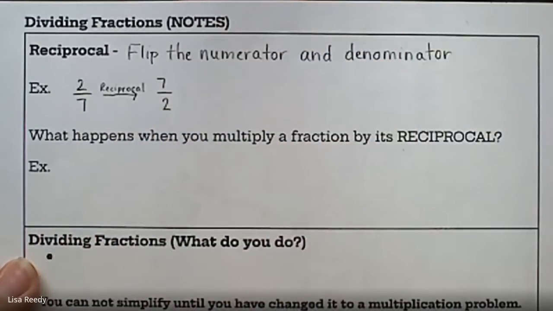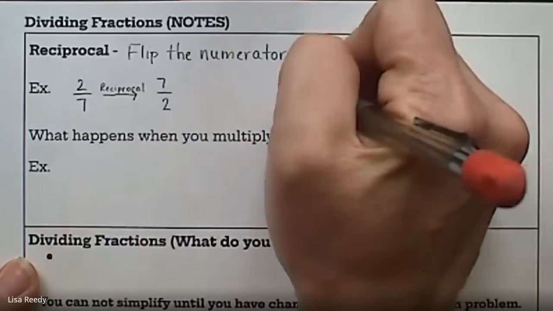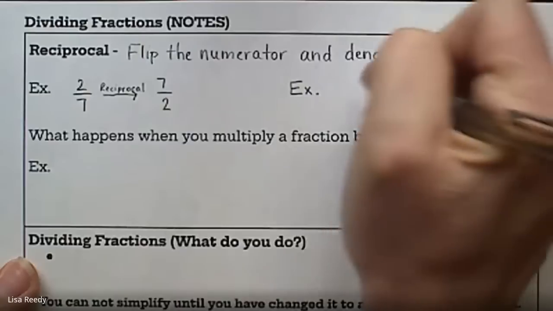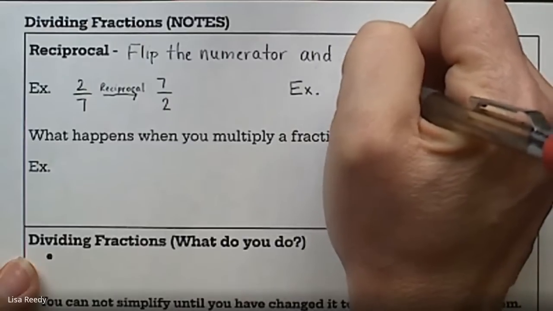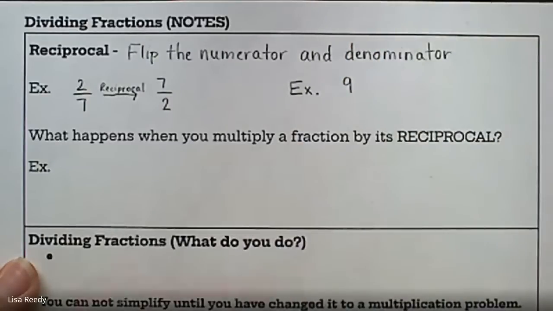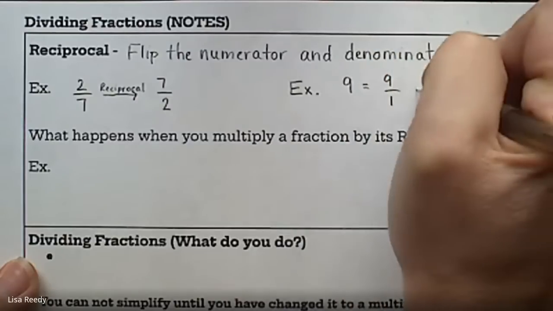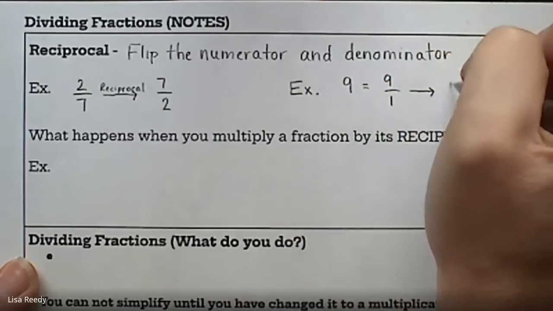The only tricky part about reciprocals, if we add another example right here, is if you have a whole number. So say we're looking at the number 9. You have to remember that 9 is the same as 9/1. So the reciprocal would be 1/9.